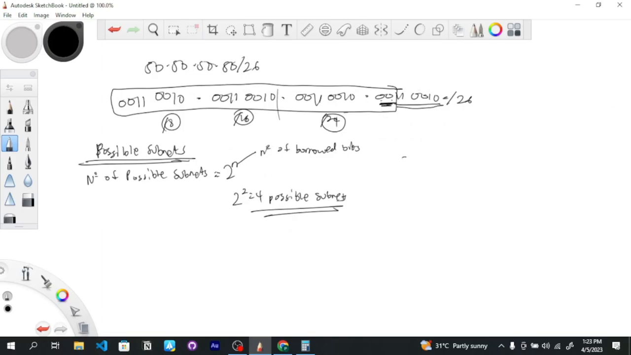So how many is left? 6 bits are left. So let's take this 6 as m. So the number of borrowed bits is n, and the number of remaining bits is m. You understand? Now the number of possible hosts, not subnets, is equal to 2^m. So 2^6.